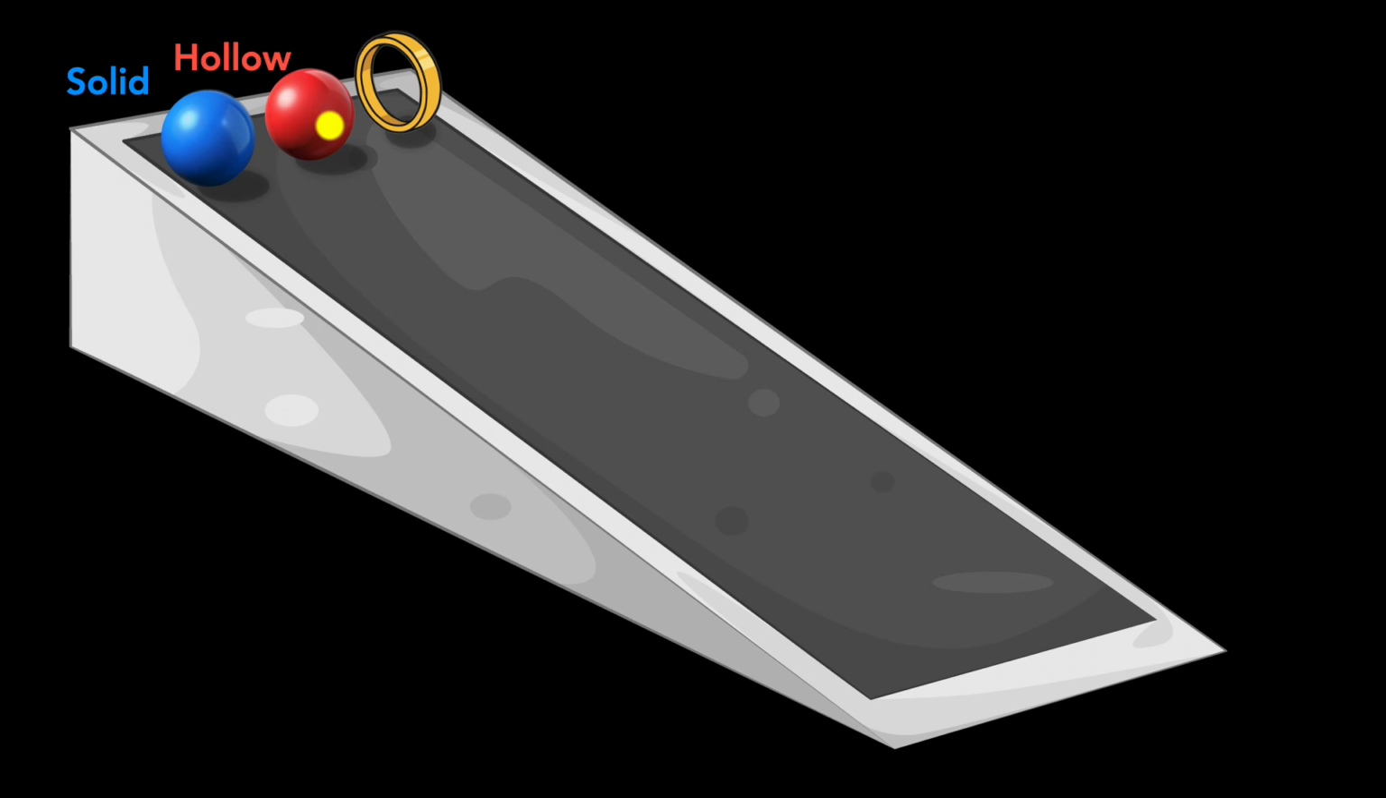Well, when I first looked at this problem, here's how I was thinking. Since they're released from the same height and they have the same mass, they have the same gravitational potential energy to begin with. And when they reach the bottom, all of that potential energy gets converted to kinetic energy, which means they should all have the same speed as they're moving down. So they should all reach the bottom at exactly the same time.